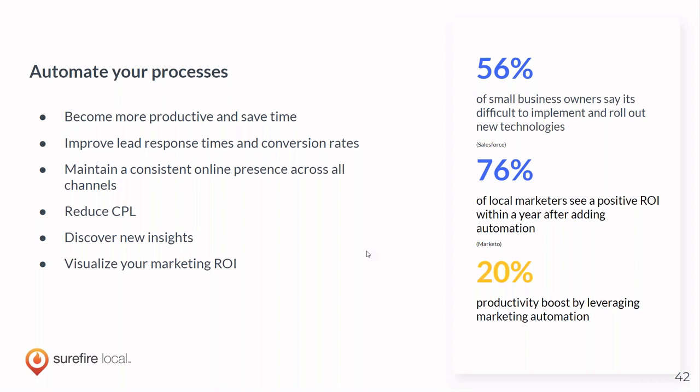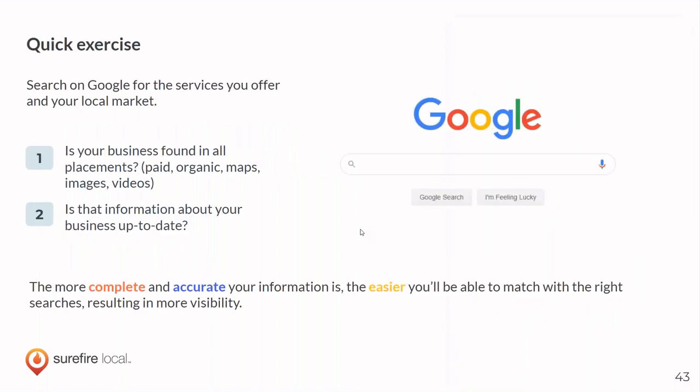56% of small business owners say it's difficult to implement and roll out new technologies. 76% of local marketers see a positive ROI within a year after adding automation, and a 20% productivity boost by leveraging marketing automation. Here's a little quick exercise.